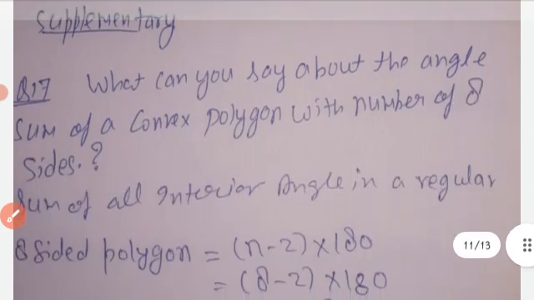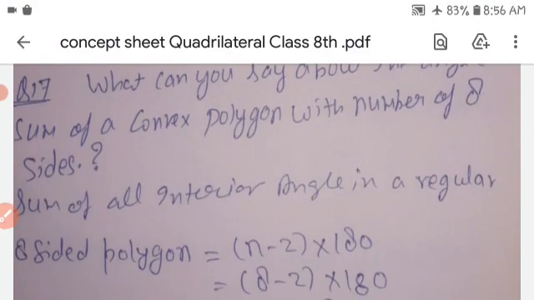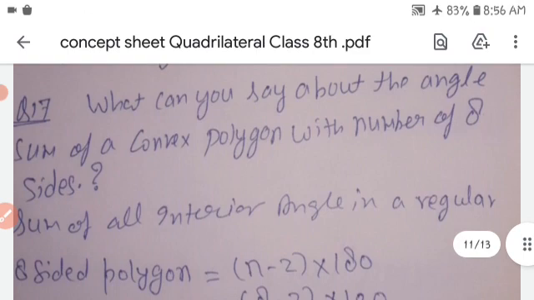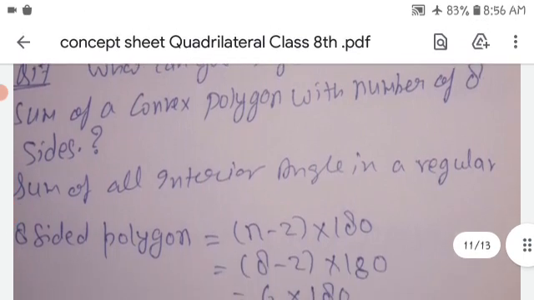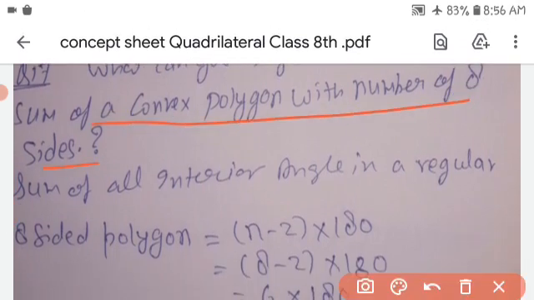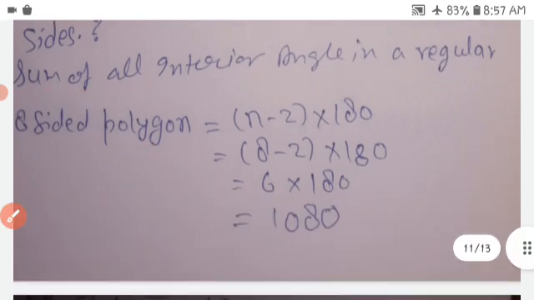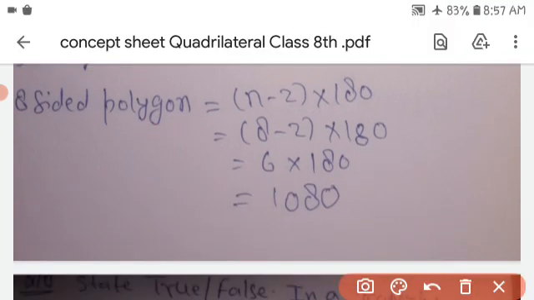Question 17. What can you say about the angle sum of a convex polygon with 8 sides? The sum of all interior angles of a polygon is n minus 2 into 180. Put the value of n equal to 8. 8 minus 2 into 180. 6 into 180 is equal to 1080.